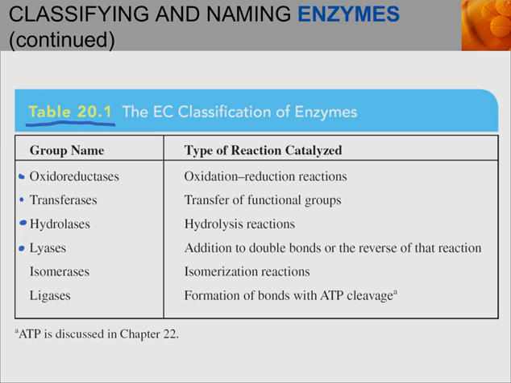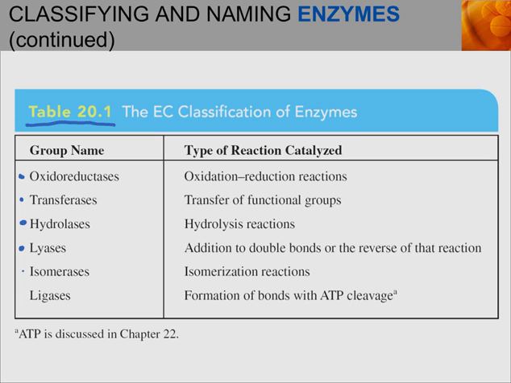Then we have lyases, which are enzymes that will help to add something across a double bond or remove something from a bond to create a double bond. We saw some of these reactions really early on in this class. We saw that we could add, for instance, H and OH across a double bond. We could add 2 hydrogens across a double bond. So these are enzymes that help with that process or the reverse of that process.